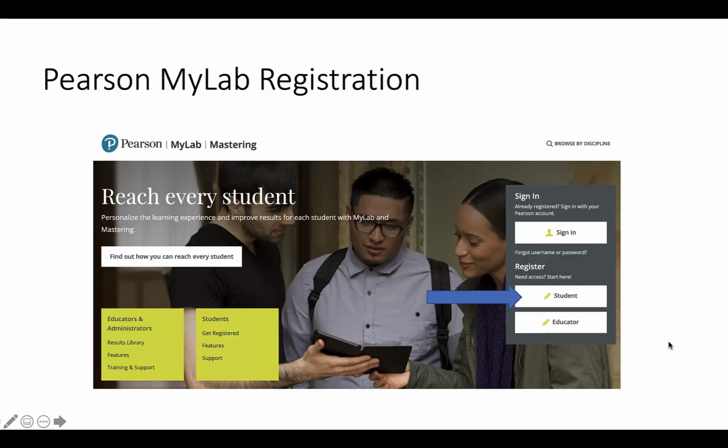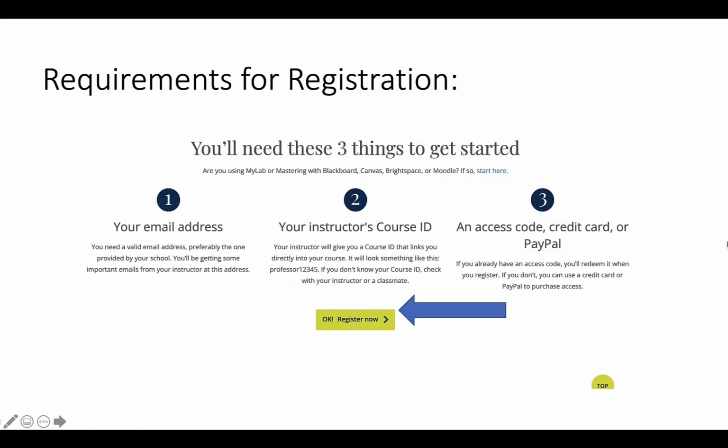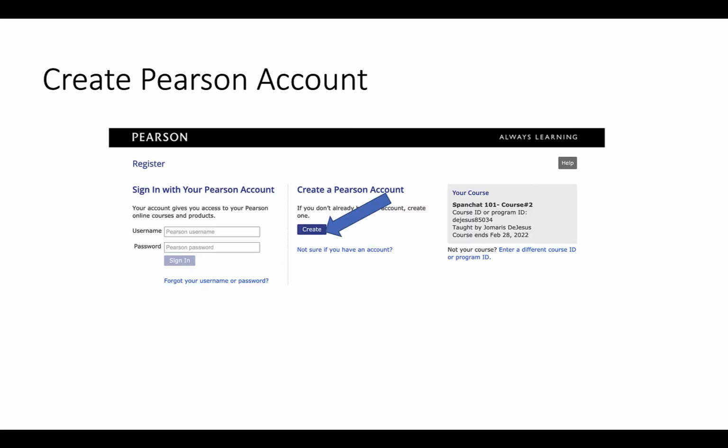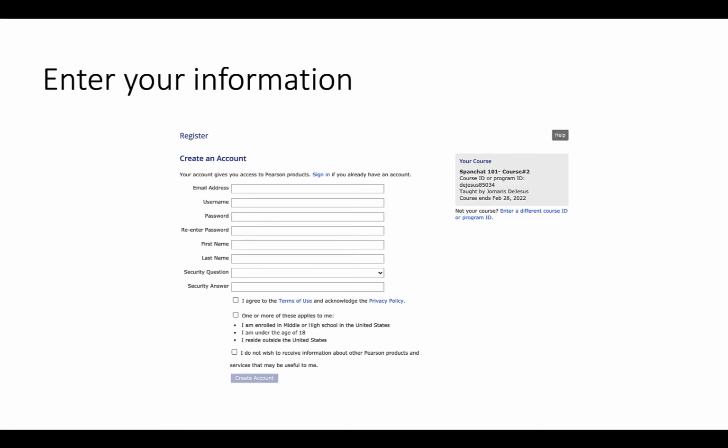That's going to take you to a page like this, and you're going to click on register as a student. Then it's going to remind you that you'll need your course ID and your access code, and you click OK, register now, and that's where it's going to ask you for the course ID, and after that it's going to ask you for an access code after you input your information. To input your information, you're going to click on create Pearson account, and it's going to look like this. After you do this, like I was telling you, that's when you're going to be asked for the access code, so make sure you can paste it there.